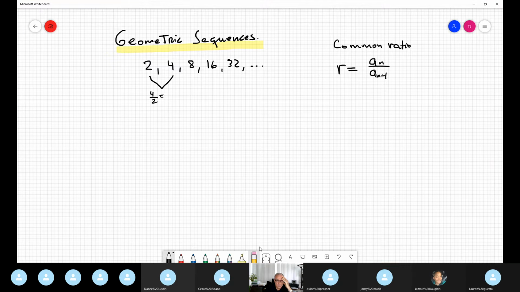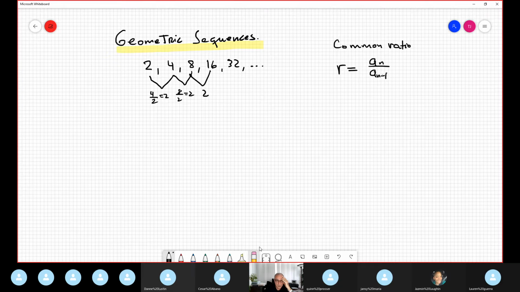4 divided by 2 is 2. 8 divided by 4 is 2. 16 divided by 8 is 2. 32 divided by 16 is 2. And we have a common ratio r, which is 2. The common ratio is constant, and when the common ratio is constant, we have a geometric sequence. This is the proof: you subtract first, and if there is no common difference, then you divide. Then it is a geometric sequence.